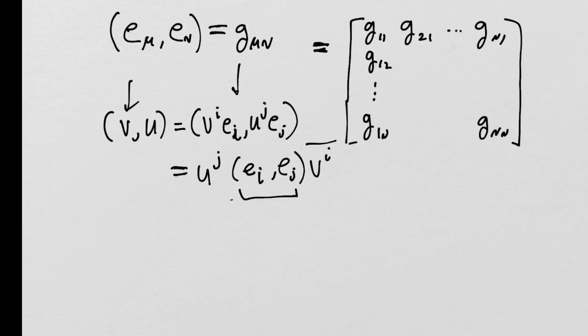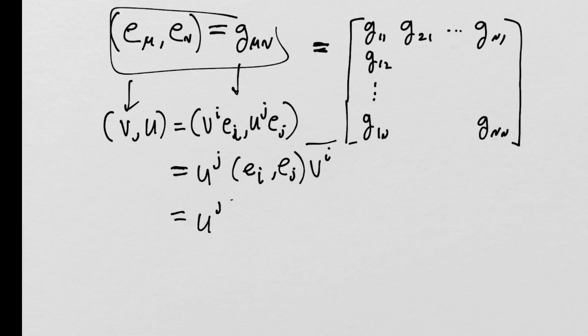This guy here is a complex number. This guy's a complex number. That guy's a complex number. We're assuming complex numbers, obviously. And then we make our substitution using this prescription, and we get u^j g_ij v-bar^i.